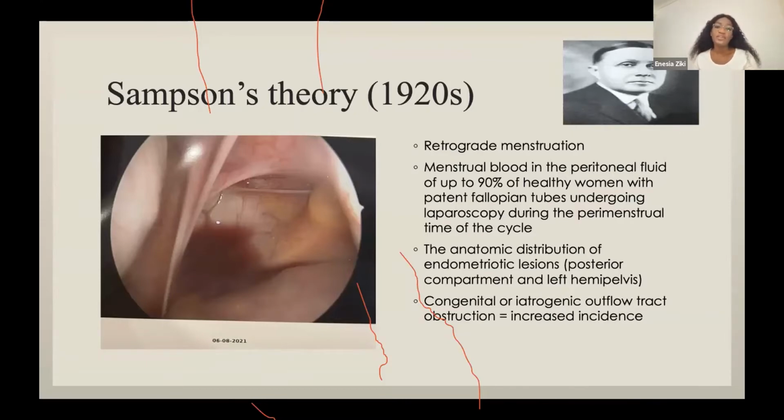Also, this theory is supported by the fact that women who have congenital or iatrogenic outflow obstruction have an increased incidence of this condition. So this is Sampson's theory. It's an accepted theory, but it has flaws. It fails to explain endometriosis in some women.